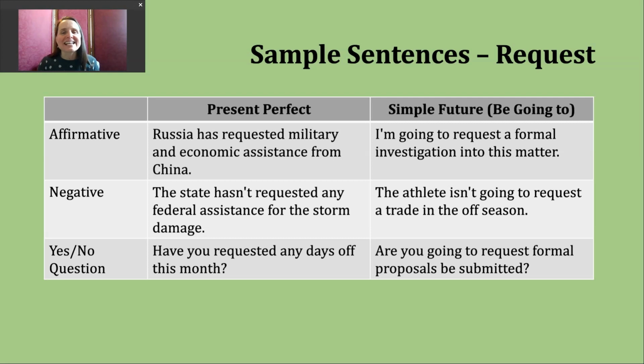But if our subject is he, she, or it, we'll use has. Okay, so first thing to note: have or has, and then we use the participle form of the verb. You can see that in the example. Russia has requested military and economic assistance from China.